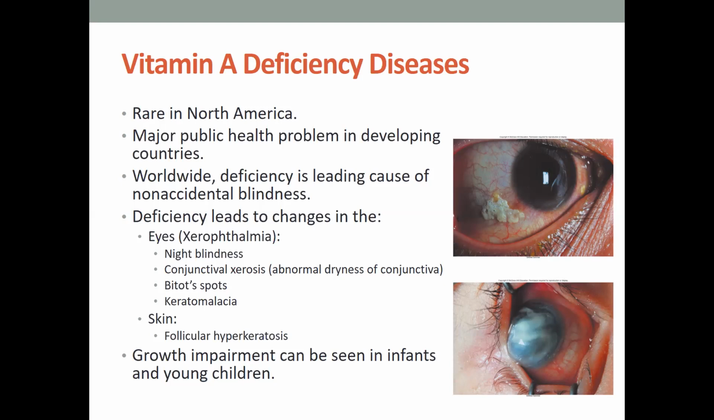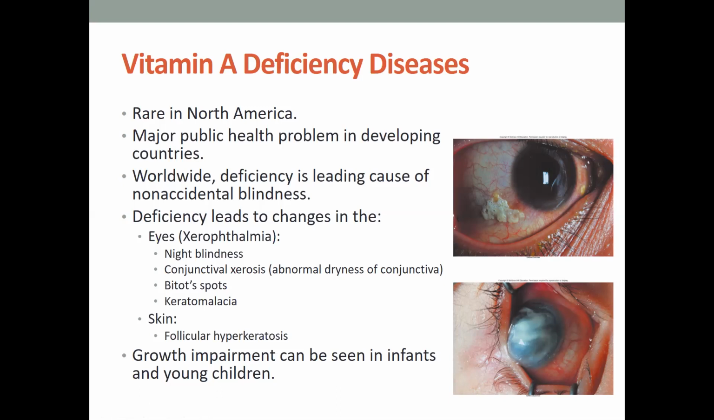Because vitamin A is so important for your eye, if you have a deficiency, it can lead to something called xerophthalmia, which is what you are seeing here on the slide. This will cause blindness. It's abnormal dryness of your eye. Bitot's spots, where you can actually see the spots on the eye. That's what this is.